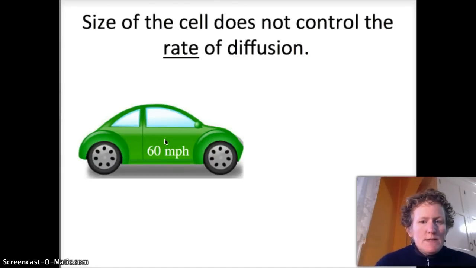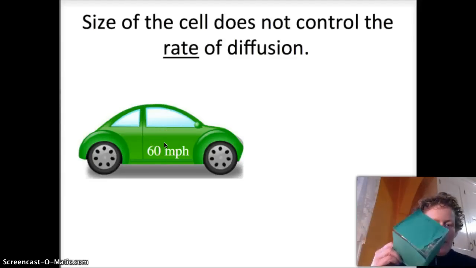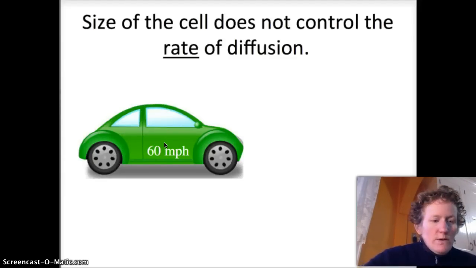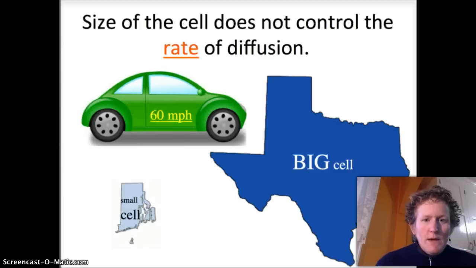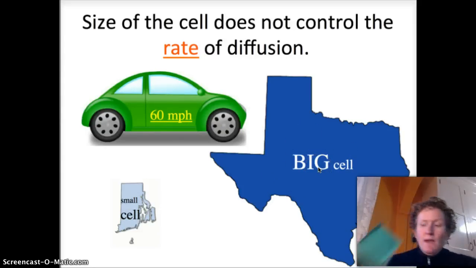So we can consider it's like the speed limit of a car. Our car can only go 60 miles per hour. It doesn't matter which cube we're using, whether we're using the big one or the little one, diffusion is going to go at the same speed. It's kind of like whether you're going to drive across Texas or Rhode Island. You're going to go the same speed in both states, but it's going to take you a lot longer to cross Texas than it is to cross Rhode Island.